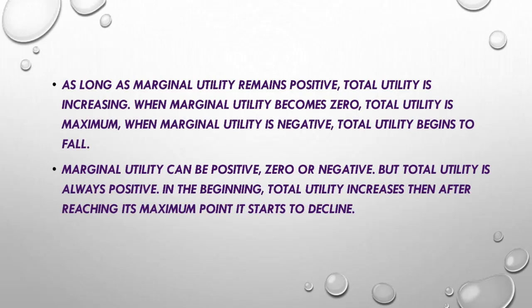In the beginning, total utility increases. See the graph. Then after reaching its maximum point, it starts to decline. So what is the relationship? When marginal utility is positive, total utility is increasing. When marginal utility is 0, total utility is maximum. When marginal utility is negative, total utility is declining. So this is the relationship between marginal utility and total utility.